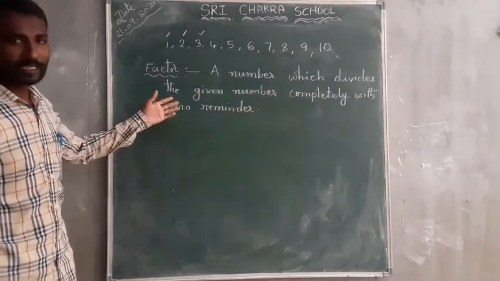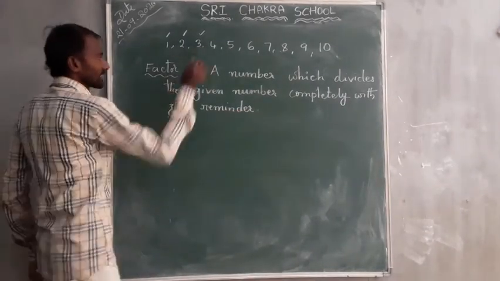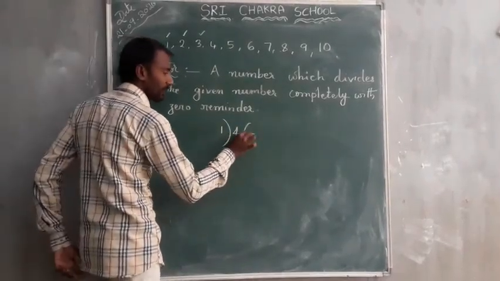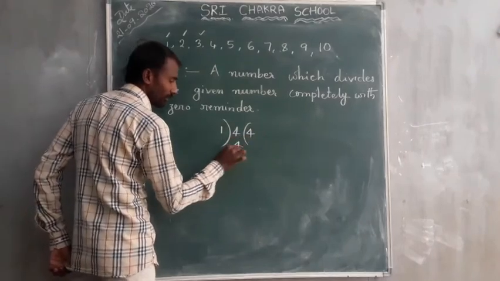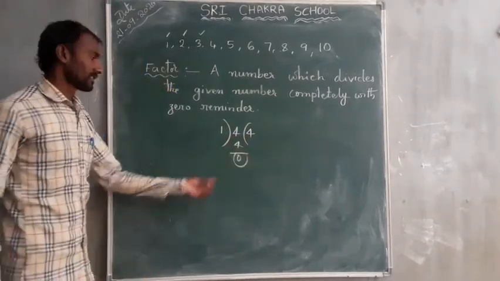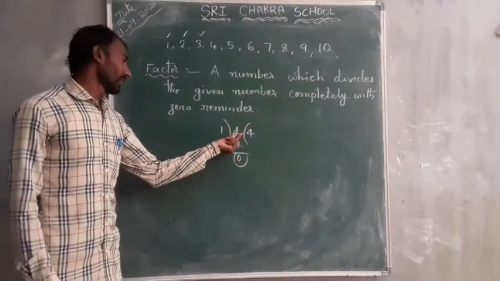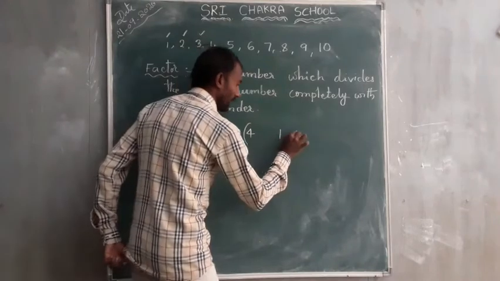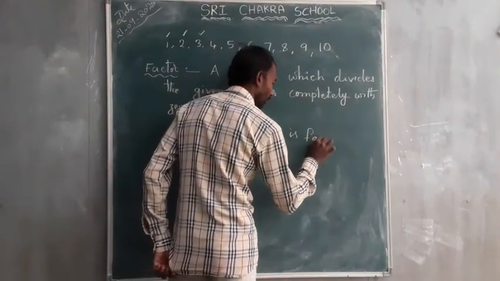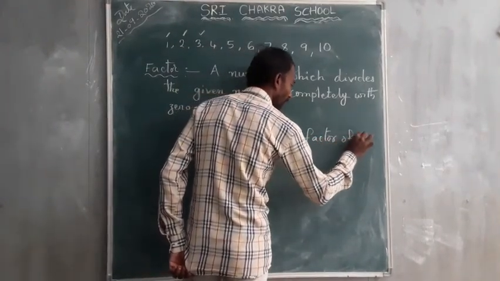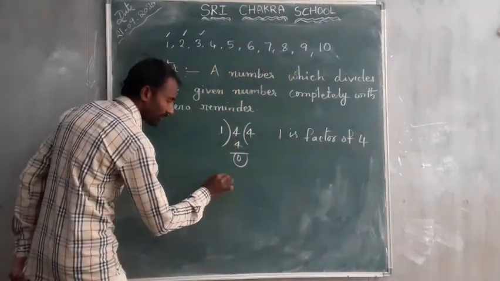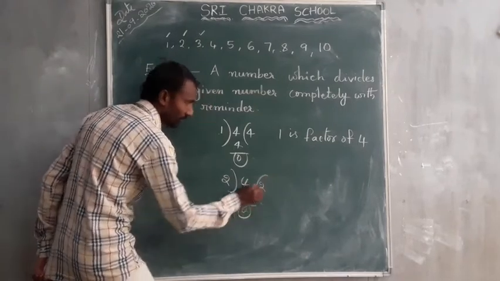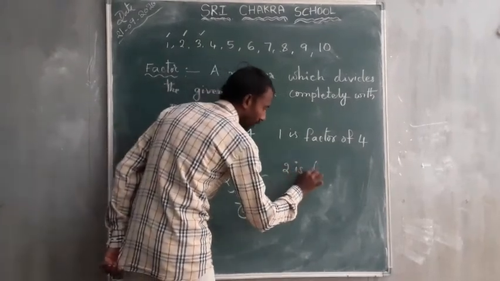Okay. So as we discussed earlier, some examples are discussed. So let us take 4 again. 4 is divided by 1. 1 4 is 4. 0. Like this, with the zero remainder. A number is to be divided by another number. So this is called, 1 is a factor of 4. Similarly, 2 also divides 4. 2 2 is 4. 0. 2 is a factor of 4.